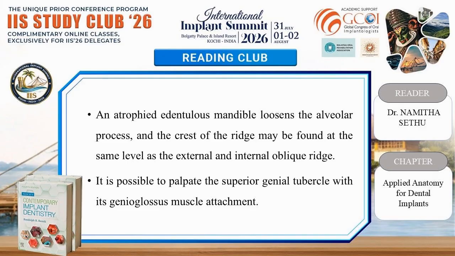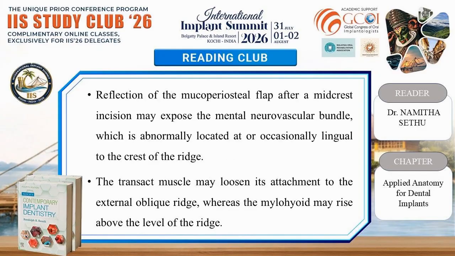An atrophied edentulous mandible loosens the alveolar process, and the crest of the ridge may be found at the same level as the external and internal oblique ridge. It is possible to palpate the superior genial tubercle with its genioglossus muscle attachment. Reflection of a mucoperiosteal flap after the mid-crest incision may expose the mental neurovascular bundle, which is abnormally located at or occasionally lingual to the crest of the ridge.